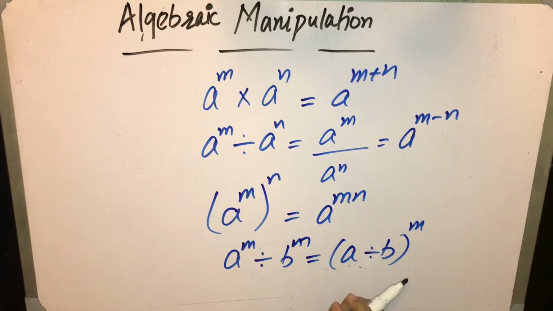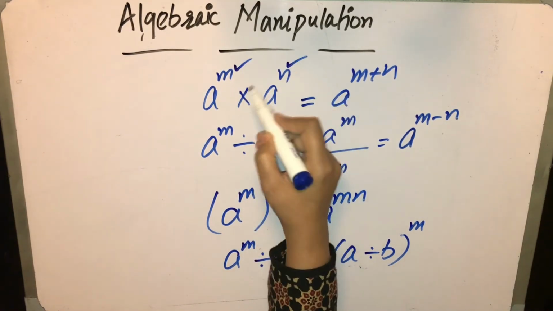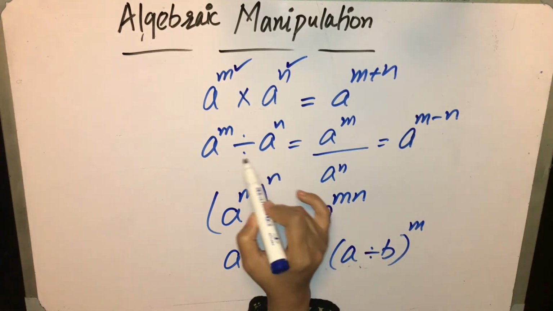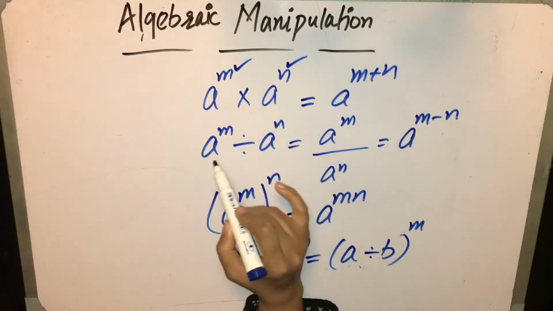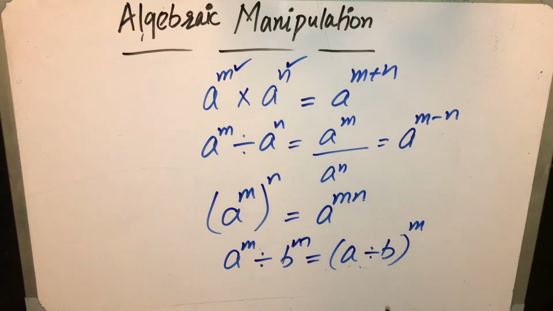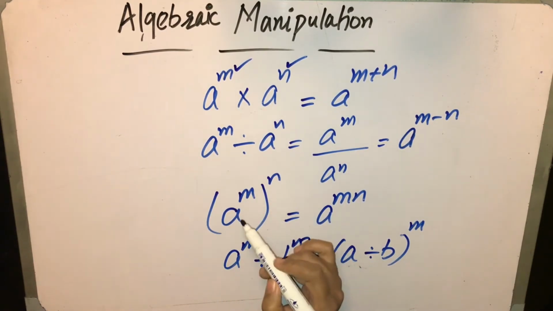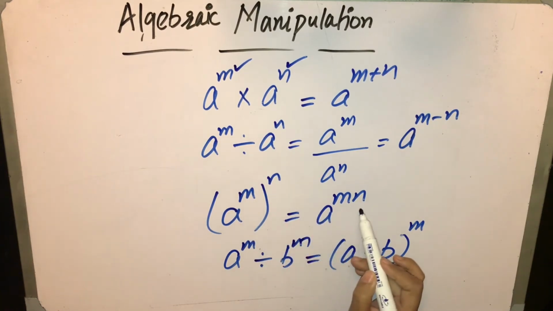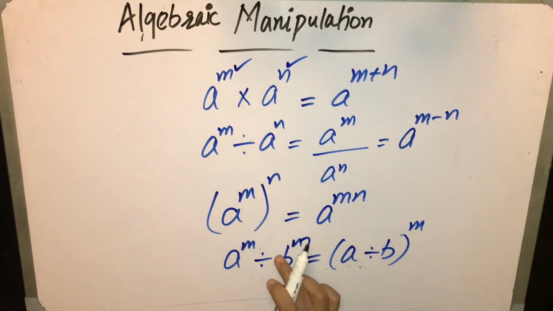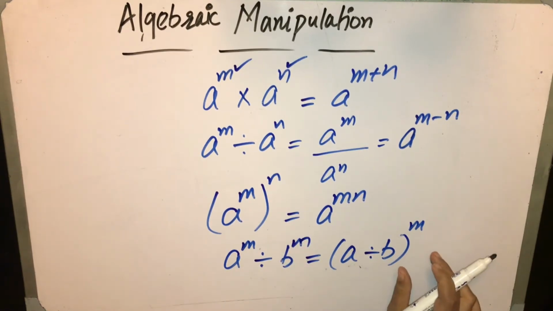So we are going to use these rules. I repeat that if we have the same base and different powers, and we have to multiply, we will add their powers. If we have to divide with the same base but different powers, we have to subtract. If there is a number with some index and there is another power outside, then both powers will be multiplied with each other. And if there is a different base but the same power, then if we are going to multiply, we can write the power outside, and if we have to divide, we can write the power outside.